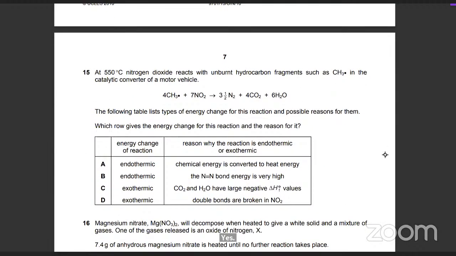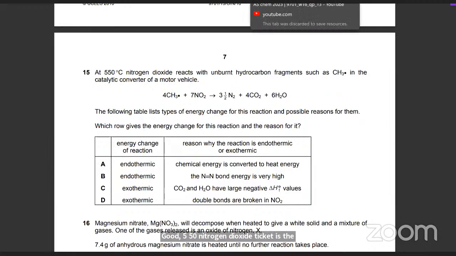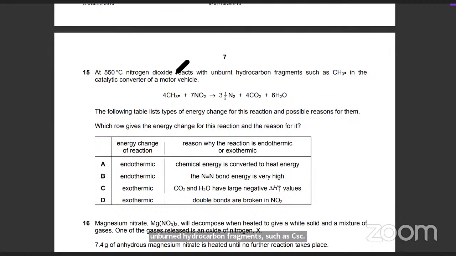Nitrogen dioxide reacts with unburnt hydrocarbon fragments such as CH3 in the catalytic converter of a motor vehicle. And then he says this is the reaction. So nitrogen oxides and the unburnt hydrocarbons react. The following table lists types of energy changes for the reaction and possible reasons for them. Which row gives the energy change for this reaction and the reason for it?